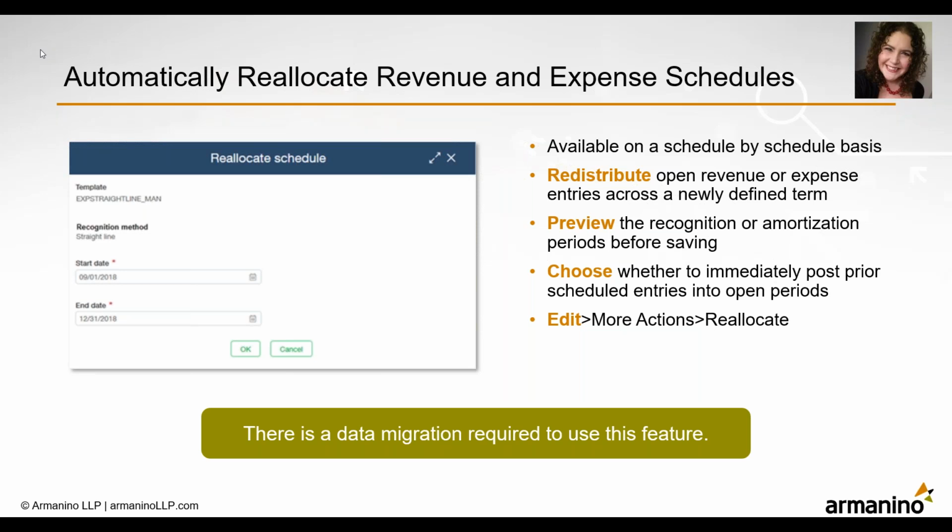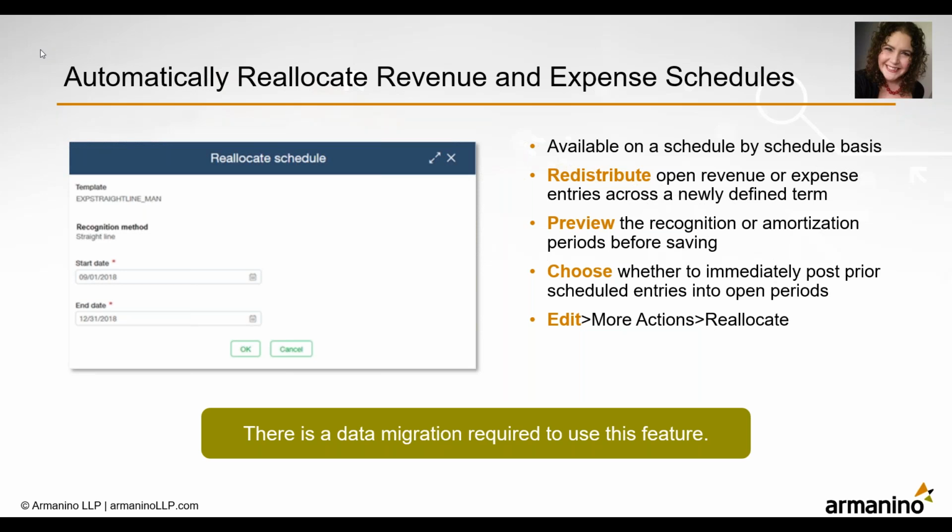So the first one we're going to talk about is the one to automatically reallocate revenue and expense schedules. So oftentimes it happens that after you've already sent out your renewal or your membership, they come back and they don't want a portion of that. And you may have already recognized some of that revenue, even if they hadn't paid their bill yet. So this allows you to automatically reallocate those changes in contract values after the initial rev rec has already occurred.